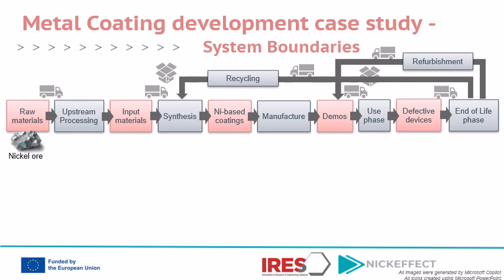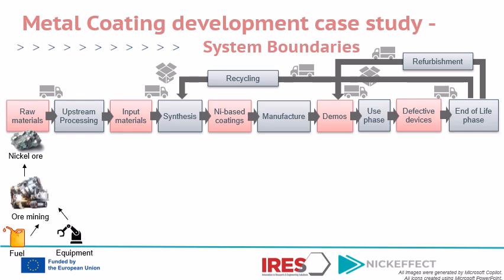So to make this a bit more clear to everyone, I will show a more specific example of how these system boundaries would work within the NICKEFFECT project. In the case of raw materials, of course, given the nature of the project, in my example, I will start with nickel ore. In order to use ores of nickel metal, we need to, well, mine them, obviously.